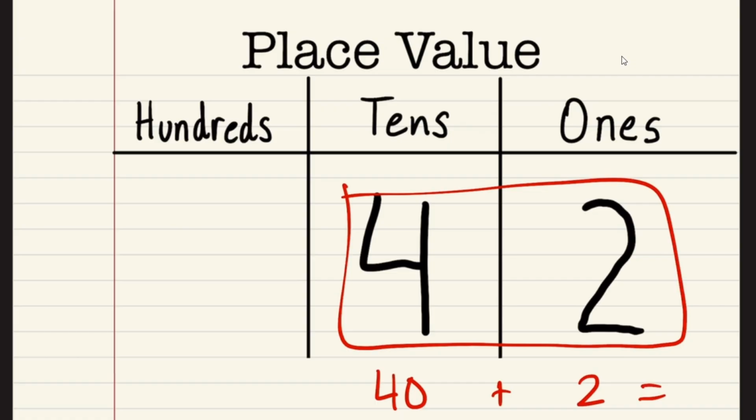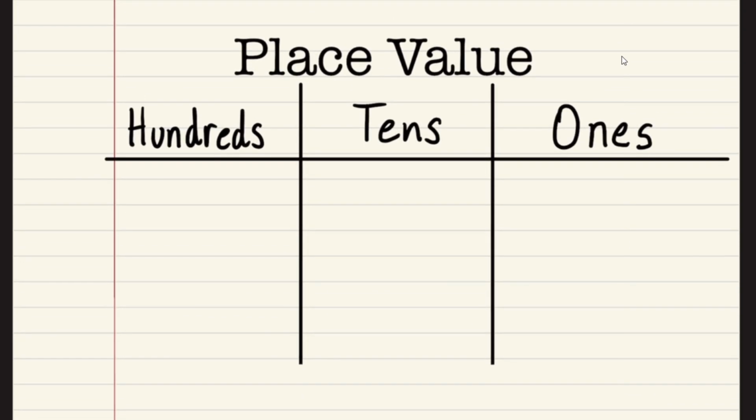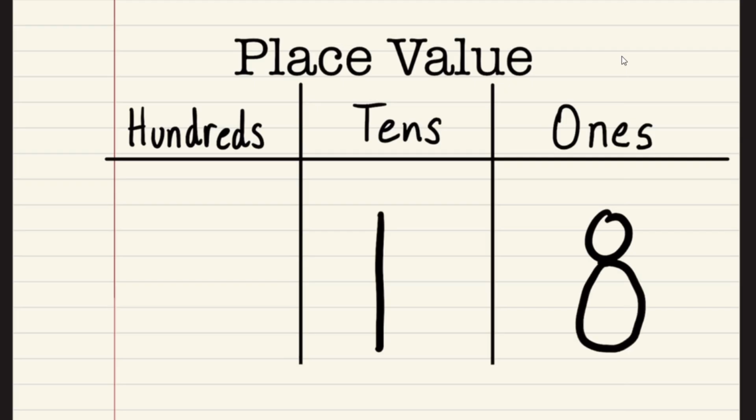And the same can be applied with our other number in the thumbnail as well. If we were to go down here and use the number 18, the same could be applied here. The 1 does not just mean the number 1 by itself. It is in the tens place, so it means it has 1 ten. Well, what does 1 ten equal?